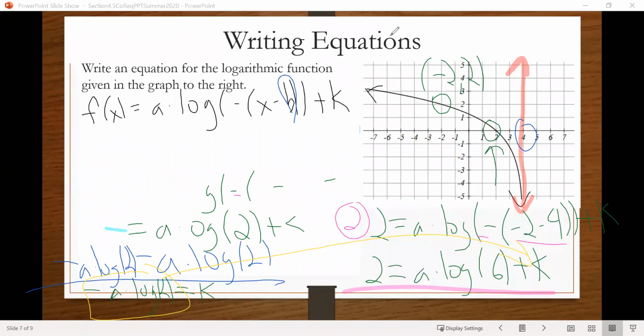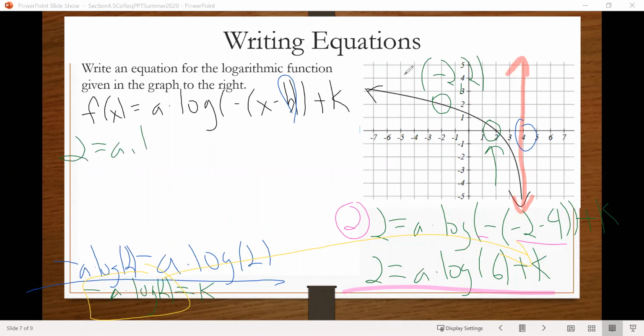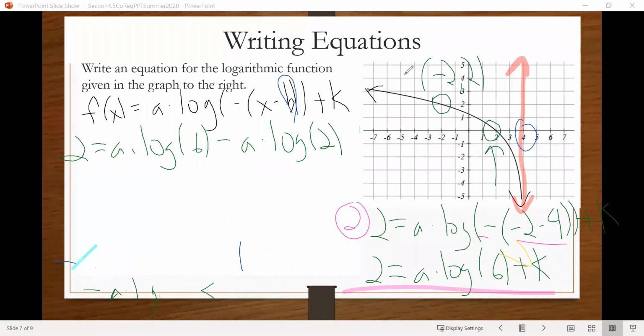So what this second equation will look like now, once we plug that in, is 2 equals a times log of 6, plus the value for k, which we're inputting as -a times log of 2. And now we have an equation that only has an a in it, so we should be able to solve for that. Notice that both terms here have an a, so we could factor an a out. This becomes 2 equals a times log of 6 minus log of 2.